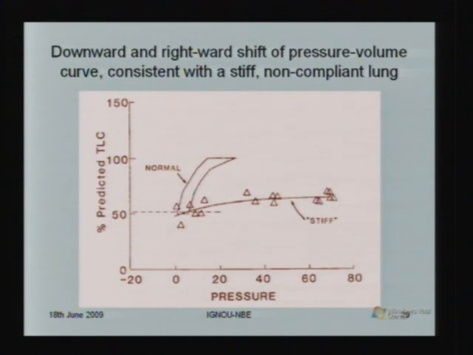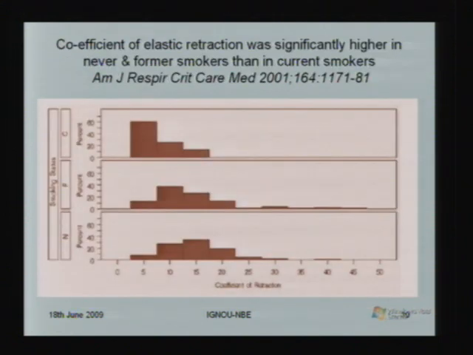Now, there is a downward and rightward shift of the pressure volume curve. If we see the pressure volume curve, the beak tends to turn downward and rightward as the compliance of the lung decreases and the stiffness of the lung increases. The coefficient of elastic retraction was significantly higher in the never and former smokers than in the current smokers.